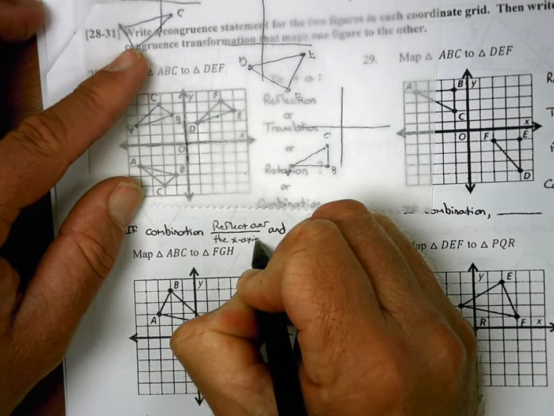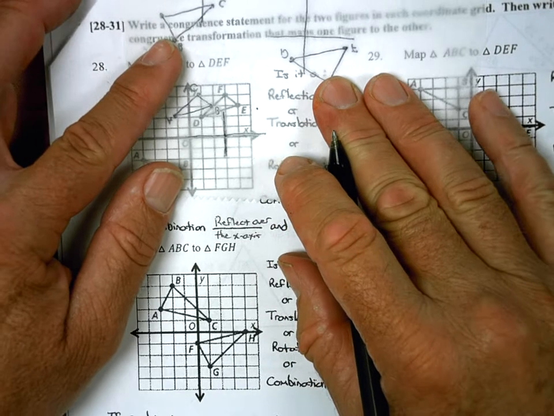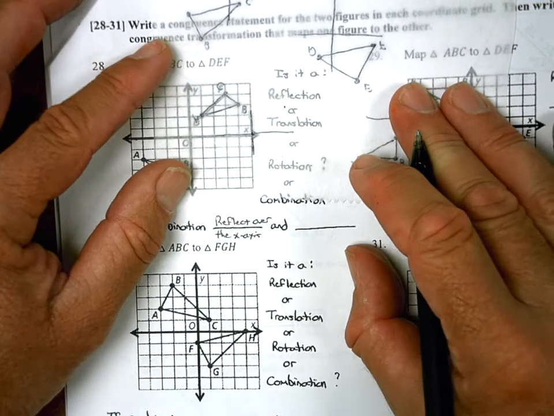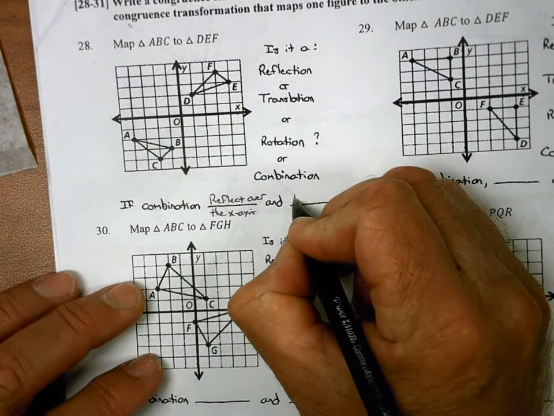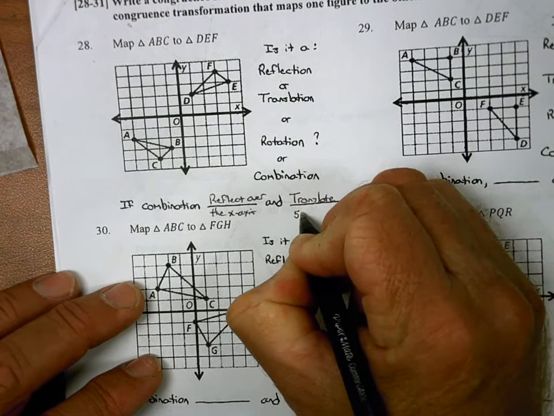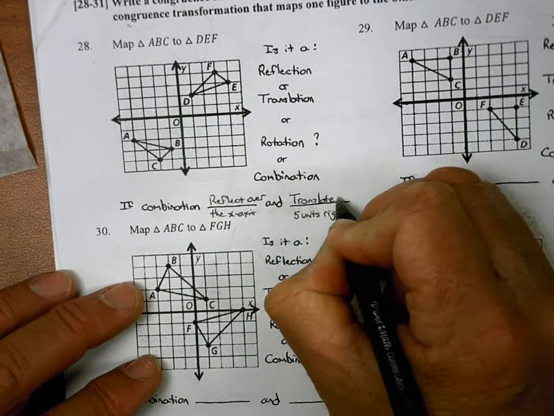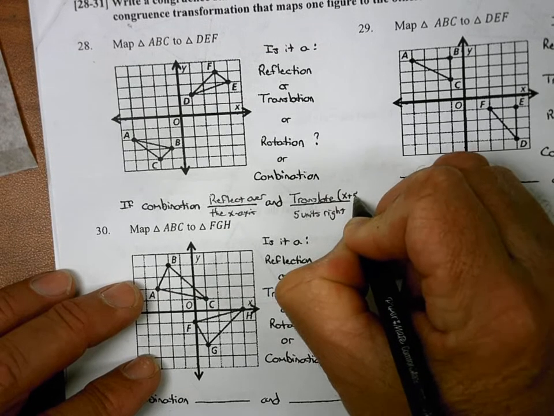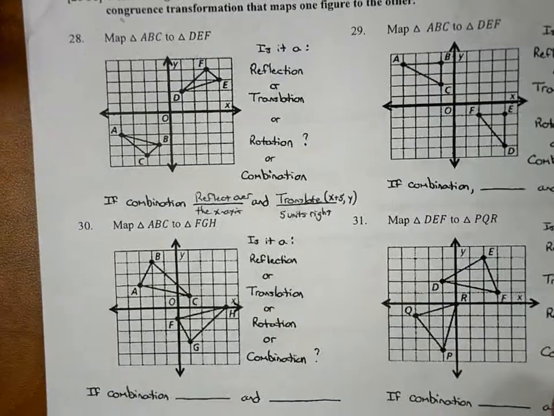Okay, and then my second move is I'm going to have to slide this shape. So I'm going to slide it 1, 2, 3, 4, 5 to the right. Okay, and then that'll end up mapping right on top of the other triangle, and then translate 5 units right. Okay, so that is how we could do that. And if you want to write this in notation form, you'd say translate x plus 5, that means 5 units right, comma, y. Okay, so that's how we would do number 28.